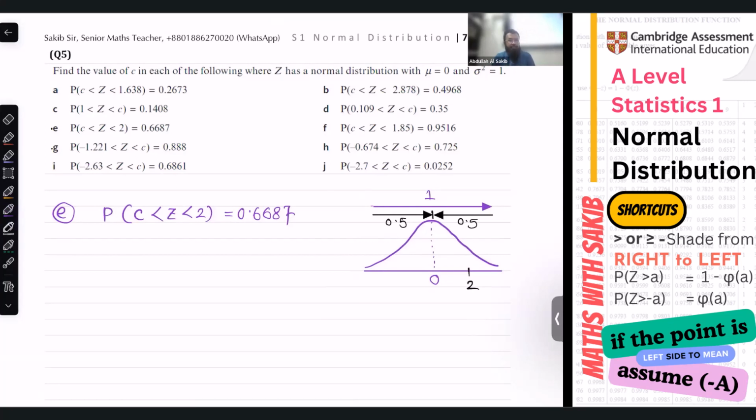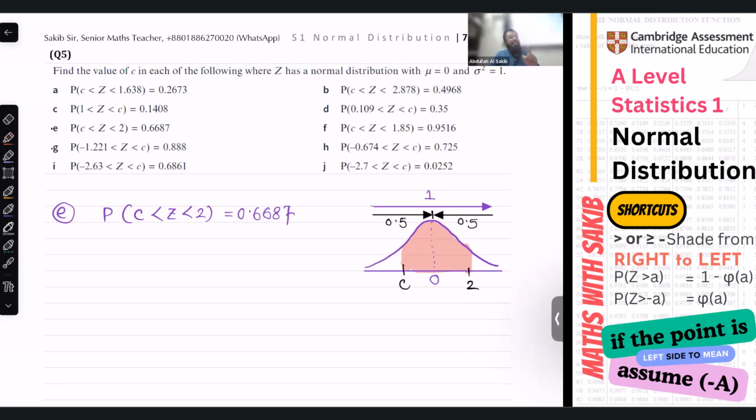This will be our 2, isn't it? So now we have to shade from right to left. How much? 66.87%. Clear? Now can you tell me where will be the C? Will it be on the left quadrant or right quadrant? Left quadrant, because we have to shade 66.87. So this much. So this point will be C.